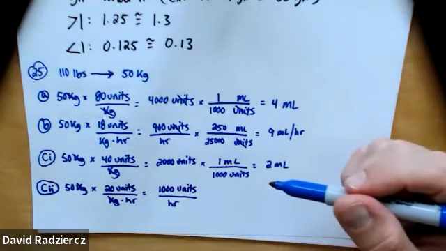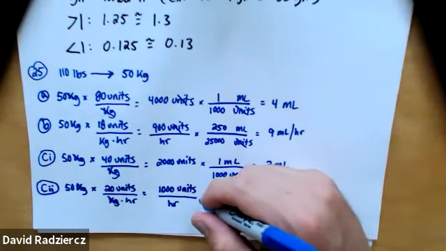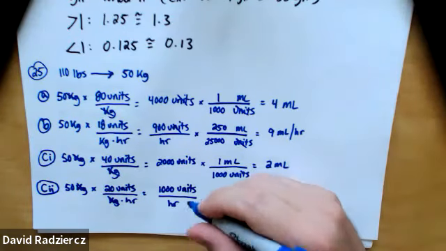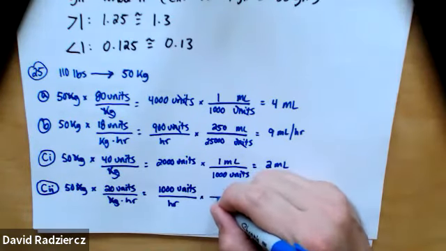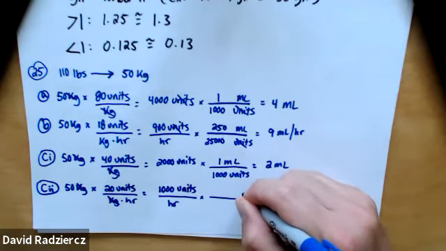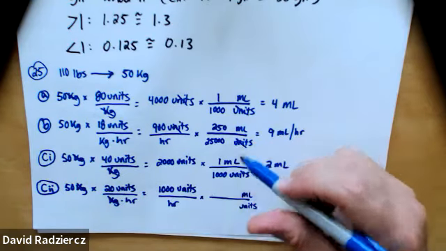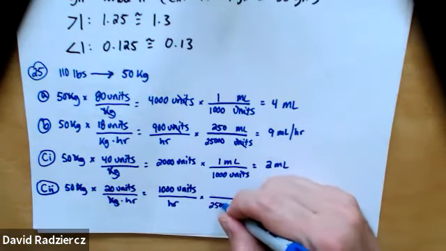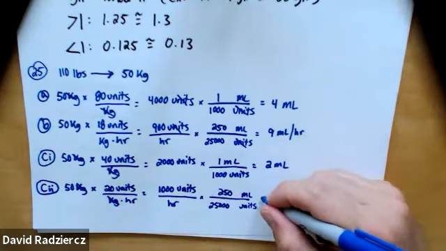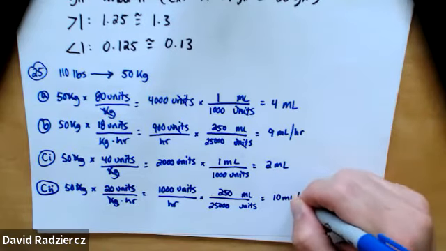Again, just like question 22 and 23, or is it 23 and 24? Oh yeah, 22 and 23. We're going to make a conversion going from units to milliliters, and I'm going to use the same IV bag to make that conversion. 25,000 units, 250 ml, and then we're going to get 10 milliliters per hour.